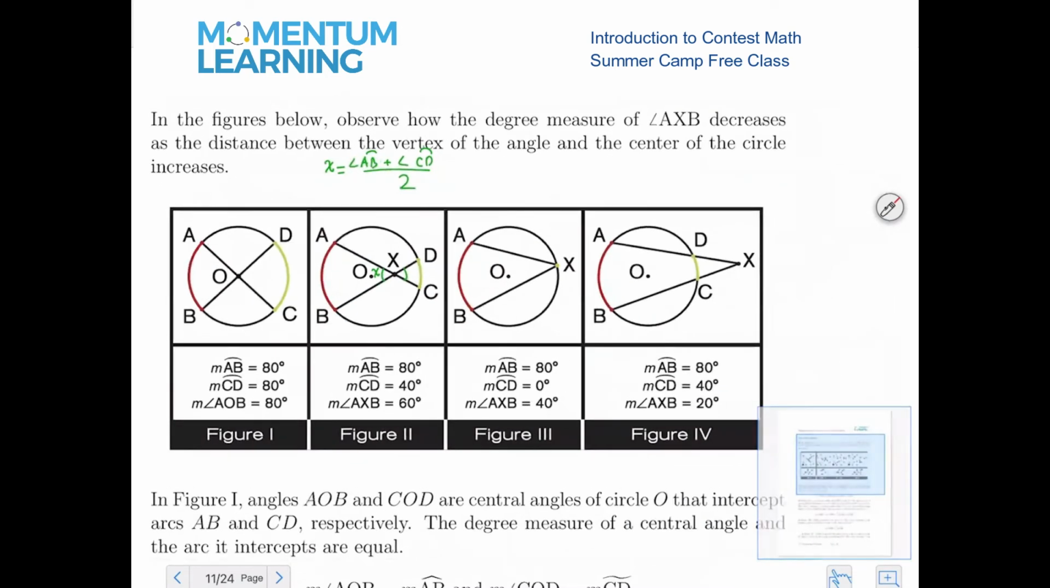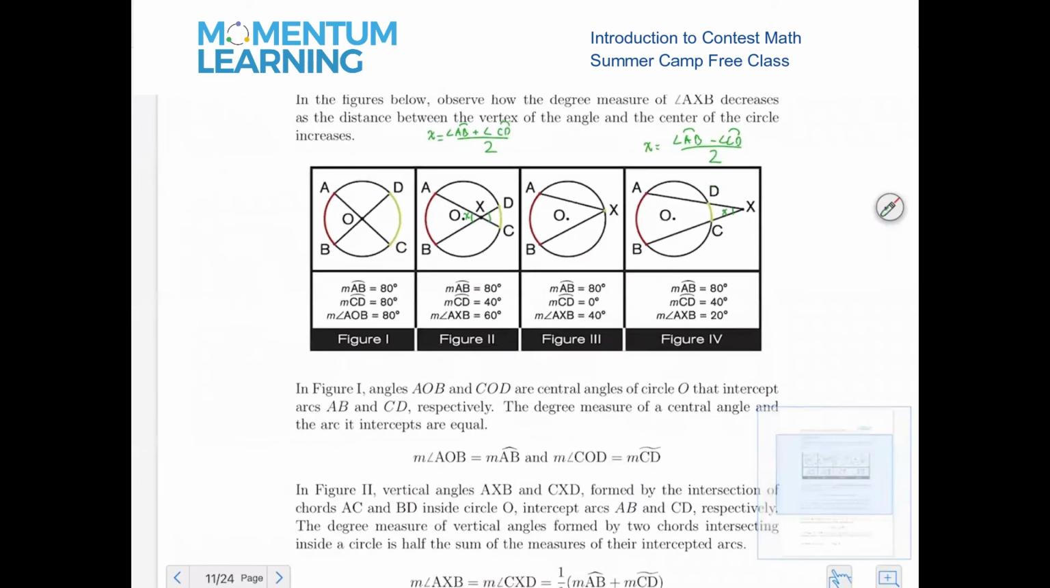Here, AD is a chord and BC is a chord, and we extended them so they intersect at a point X. This time, the angle is equal to the difference of those arcs. So let's call this angle X again. Angle X is equal to arc AB minus arc CD, divided by 2. Again, we take the average in the first case, and in this one, we take the difference. And we already covered figure 1 and figure 3.